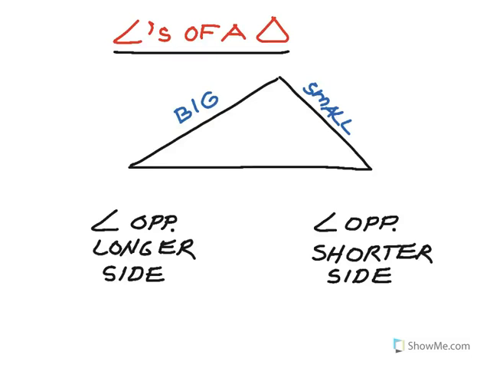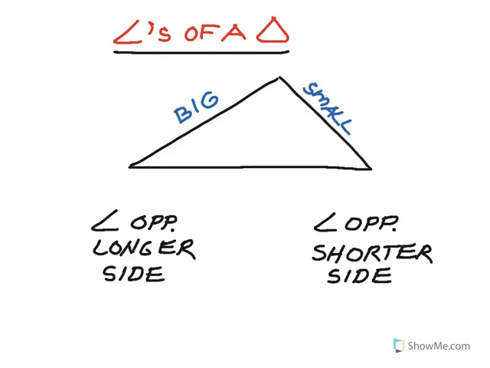Now in these examples, we're just going to be comparing two sides and two angles. When I say big and small, I mean big and small with respect to each other: a bigger angle, a smaller angle, a bigger side, a smaller side. In the drawing here, I have a longer side, labeled big, as compared to the other side that I've labeled small.